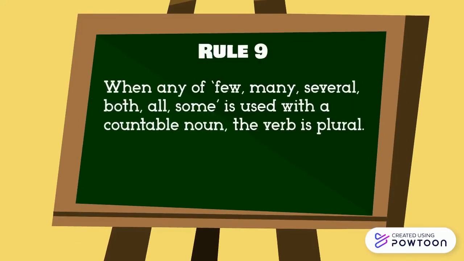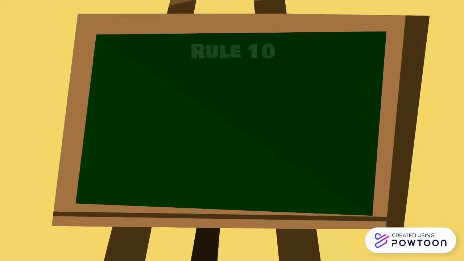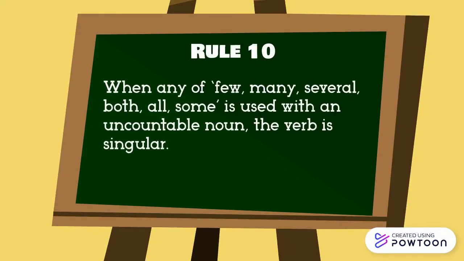Rule number 9. When any of few, many, several, both, all, some is used with a countable noun, the verb is plural. For example, some men are needed for the battle. Rule number 10. When any of few, many, several, both, all, some is used with an uncountable noun, the verb is singular. For example, some milk is spoiled.